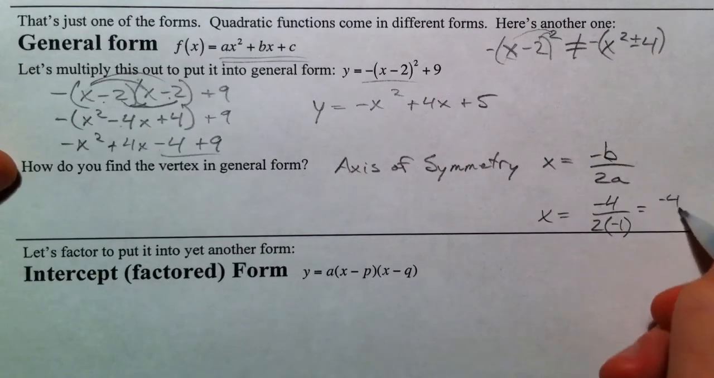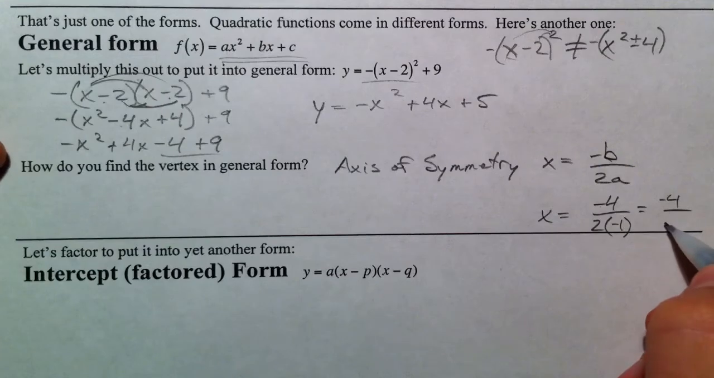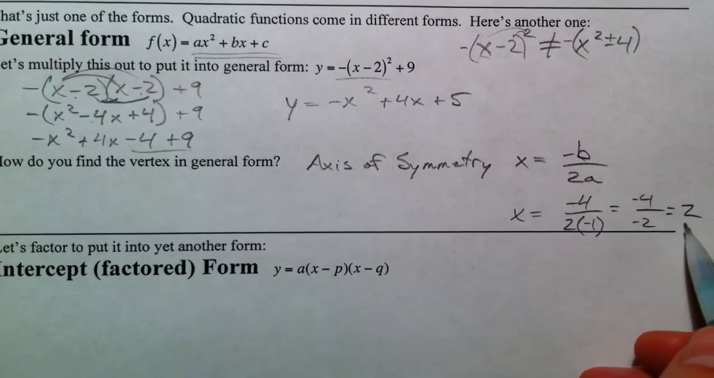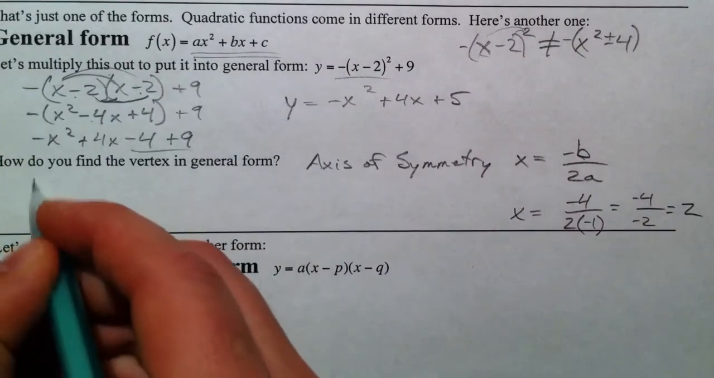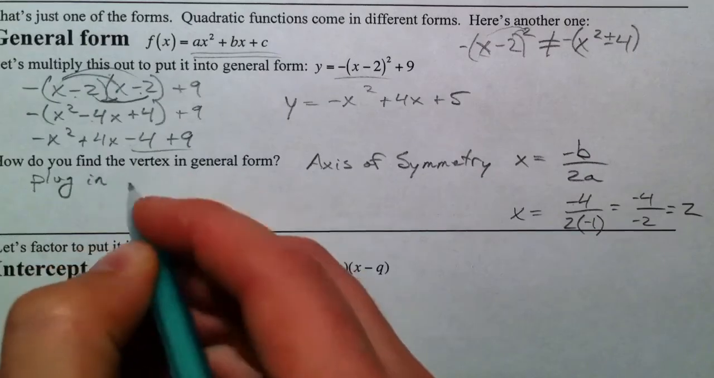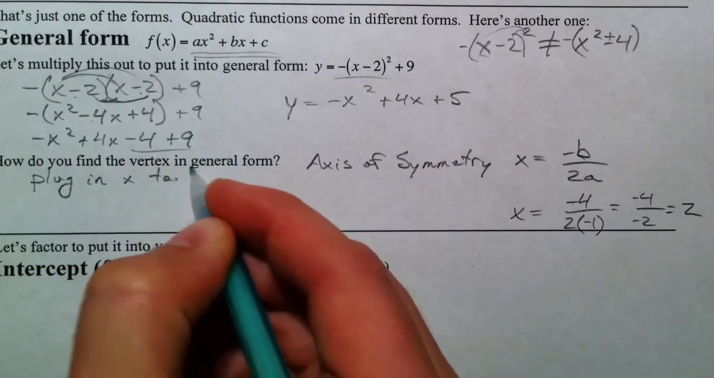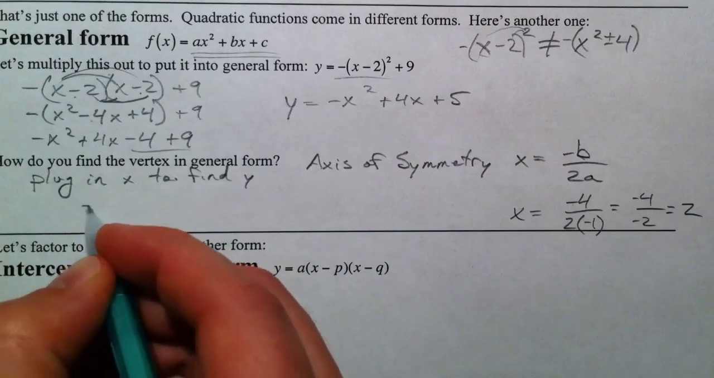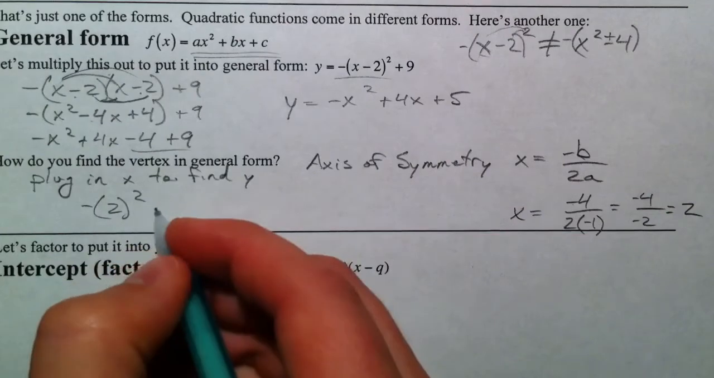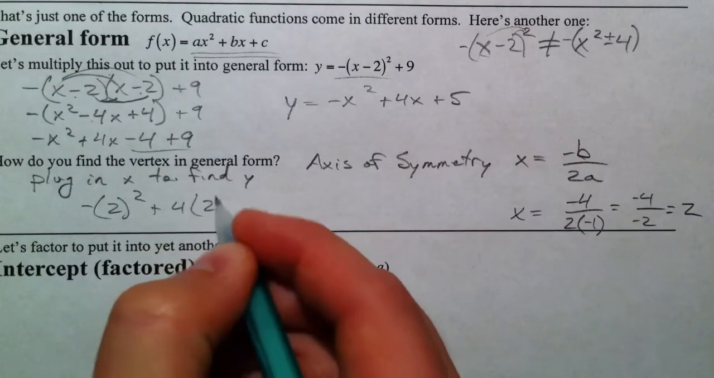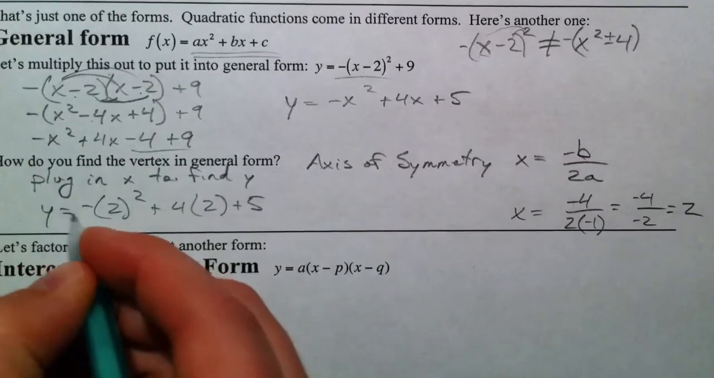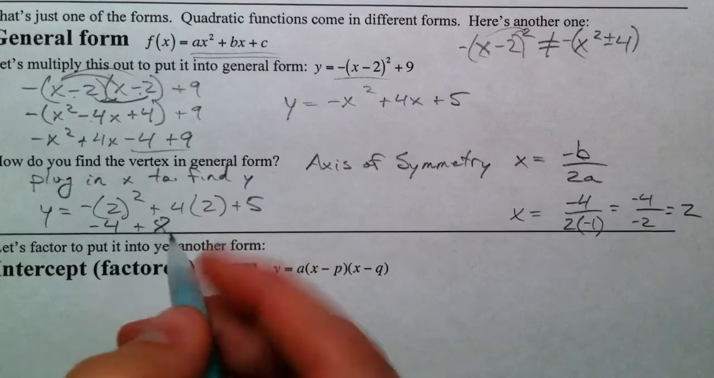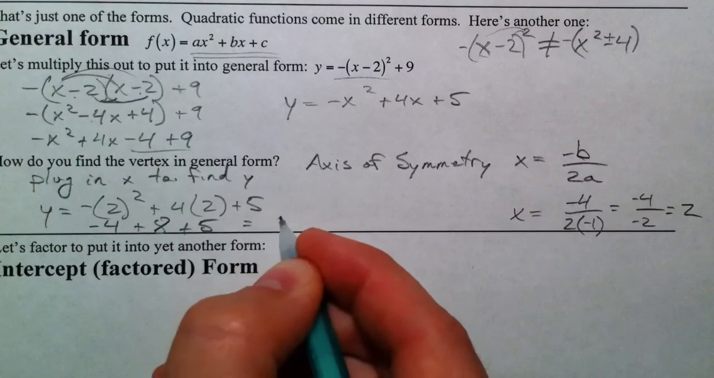So negative 4 divided by negative 2 is positive 2. So that's the x-coordinate for the vertex. Plug in x to find y. So, negative 2 squared plus 4 times 2 plus 5. So that's negative 4 plus 8, so that's 4 plus 5 equals 9.